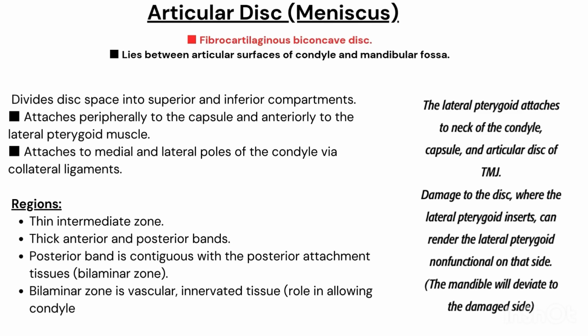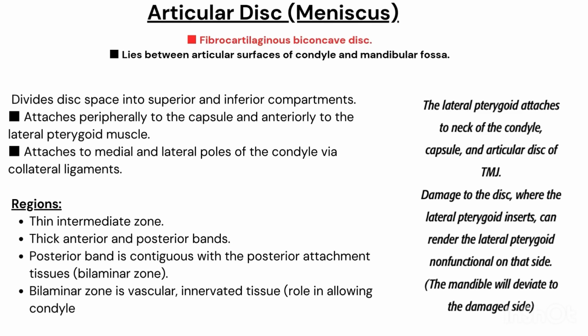Now the disc attaches peripherally to the capsule and anteriorly it attaches to the lateral pterygoid muscle. It attaches to the medial and lateral poles of the condyle via collateral ligaments. We discussed this in the ligaments, that there are medial and lateral collateral ligaments.